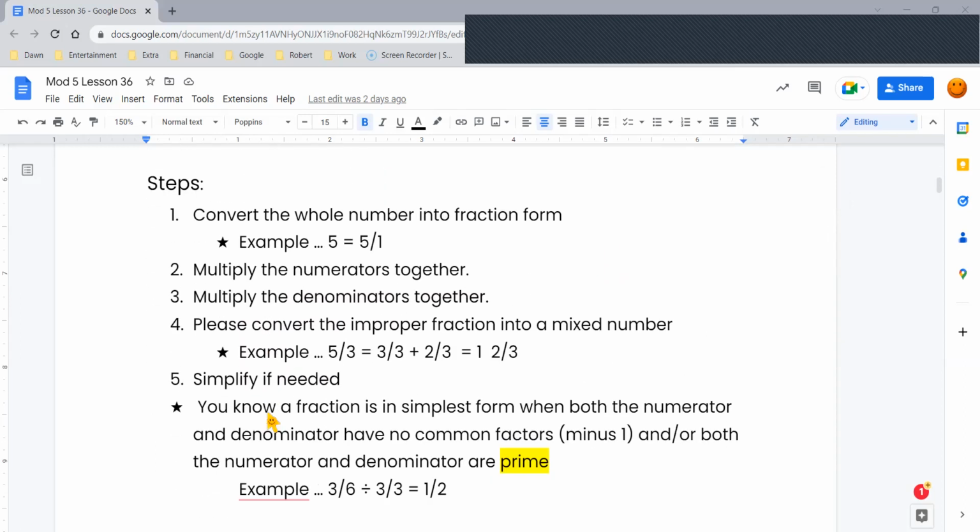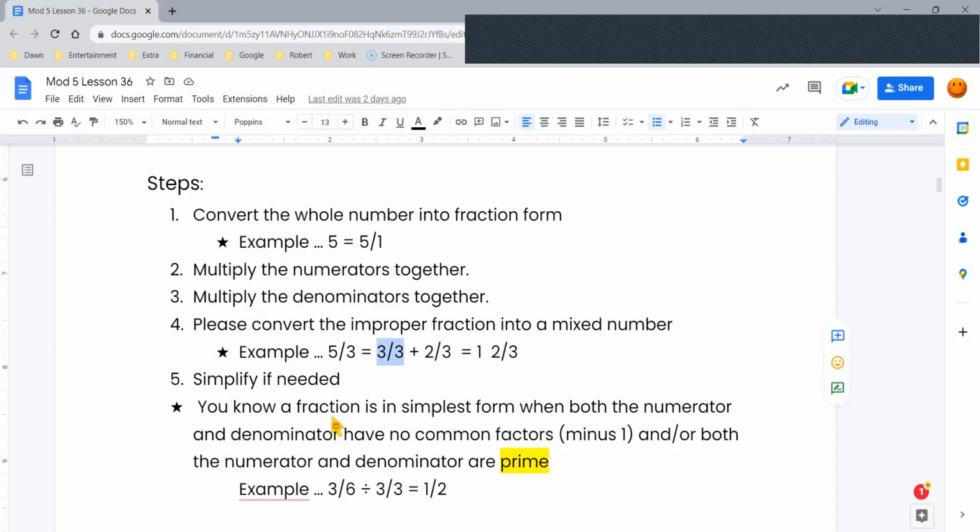Here are the steps we're going to do. We're going to convert the whole number into a fraction form, and we do that by taking the whole number and putting it over 1. We then multiply the numerators, we multiply the denominators, and then we convert the improper fraction into a mixed number. Here's my example: 5 over 3 equals 3 over 3 plus, right here I have to figure out how many more to get to 5, which is 2, which gives me 1 whole and 2/3.